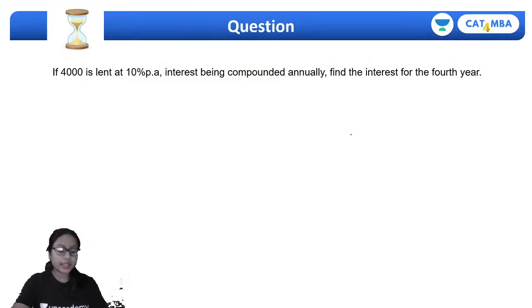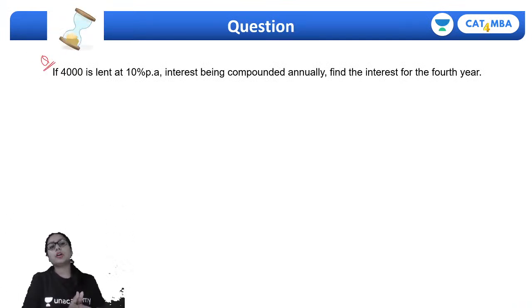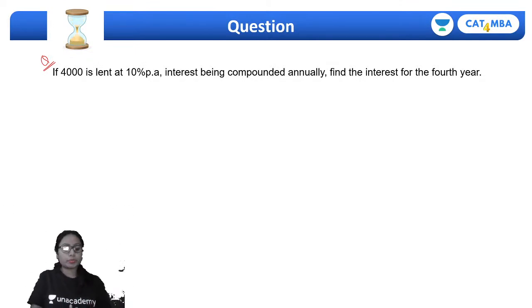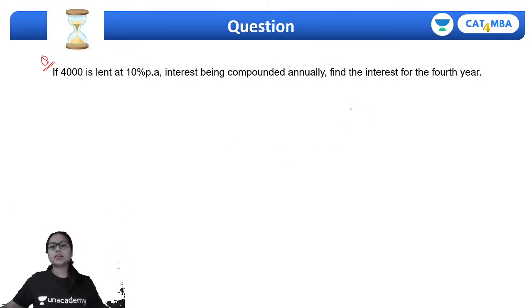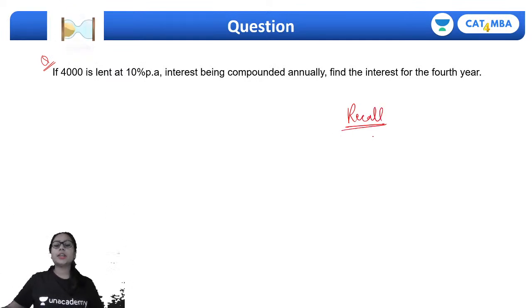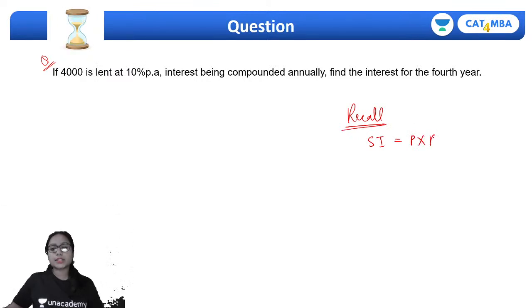Okay, let's begin with the questions now. So here, this is the first question. Please read the question. We have to apply the formula directly. Before we start, let us just recall the formulas. The formula to calculate the simple interest is principal into rate into time upon 100.